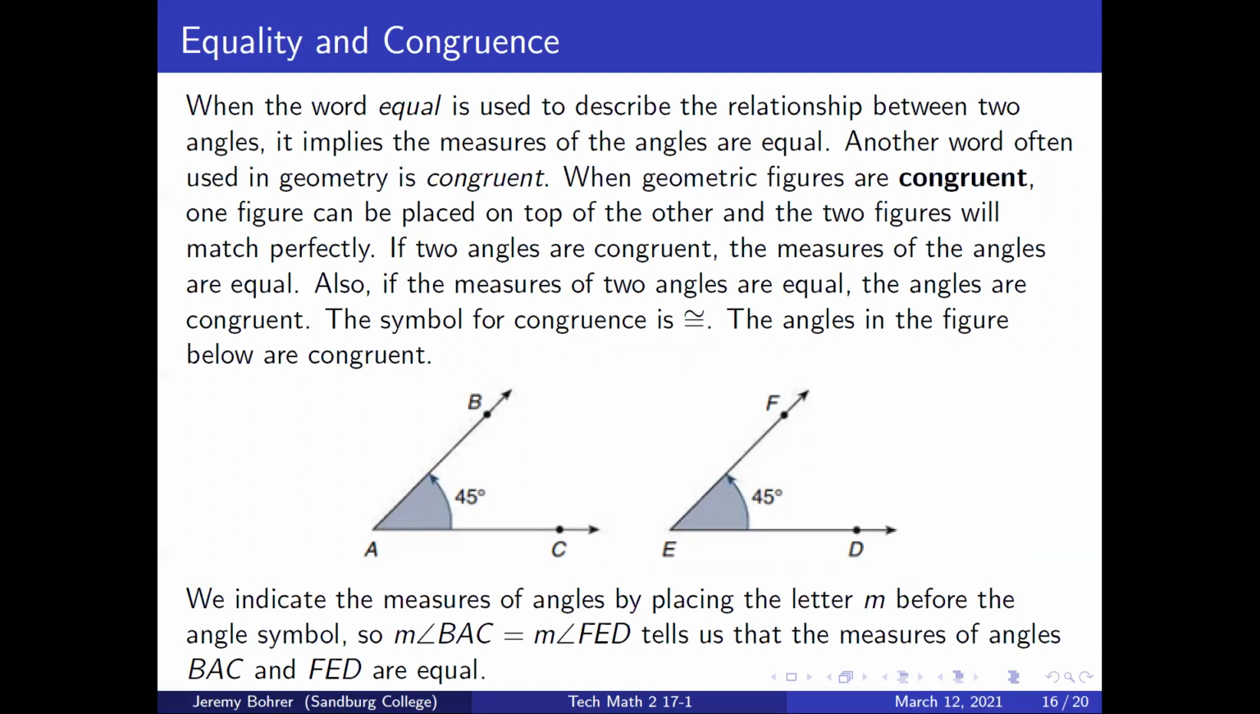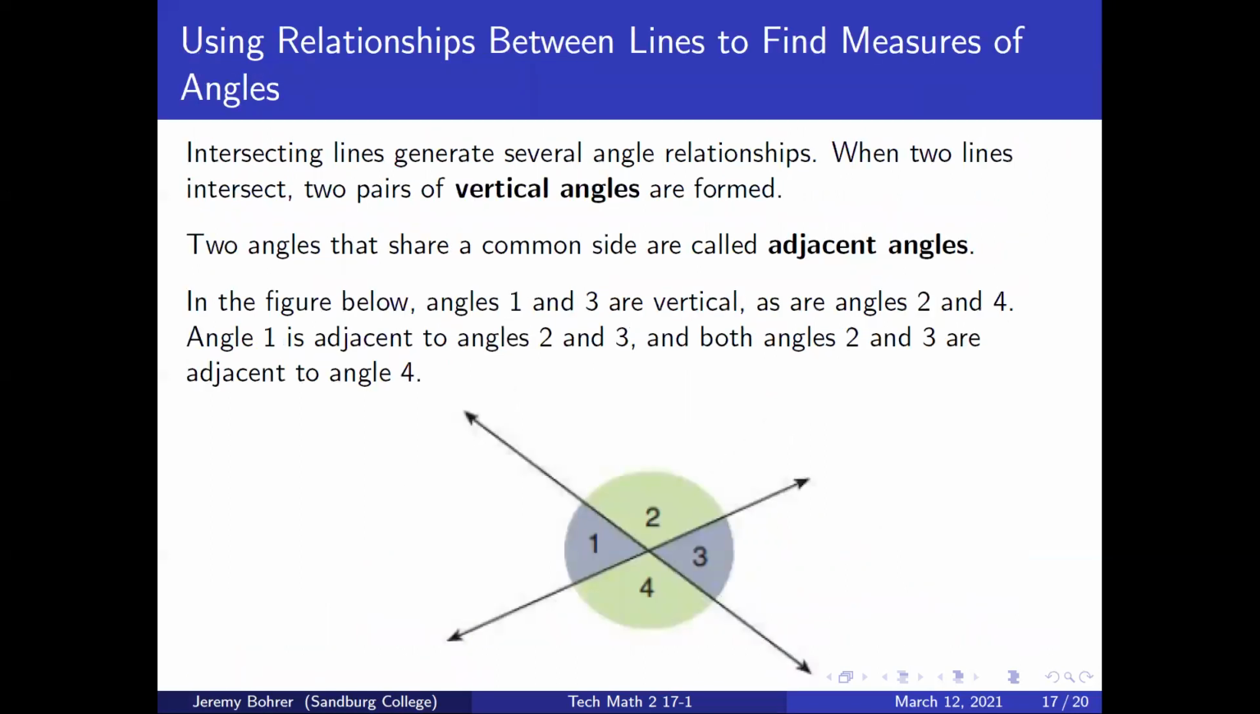The angles in the figure below are congruent. We indicate the measures of angles by placing the letter M before the angle symbol. So M angle BAC equals M angle FED tells us that the measures of angles BAC and FED are equal.